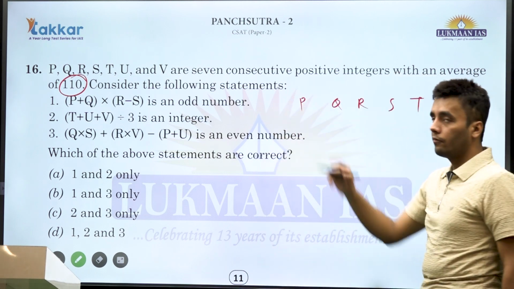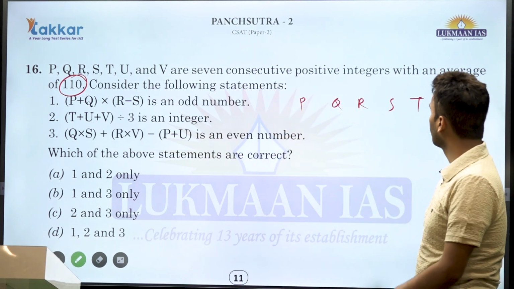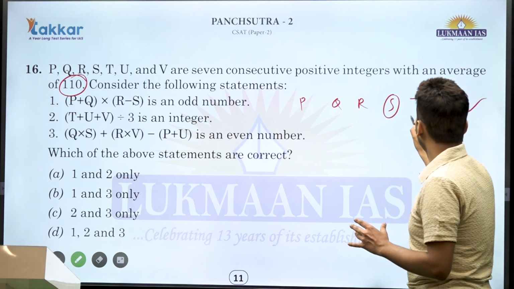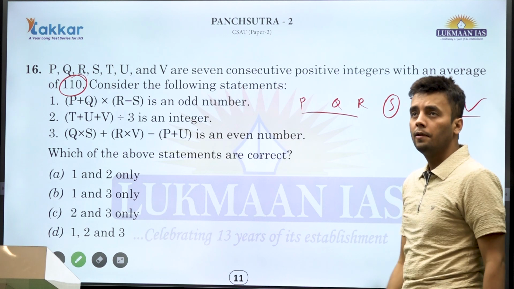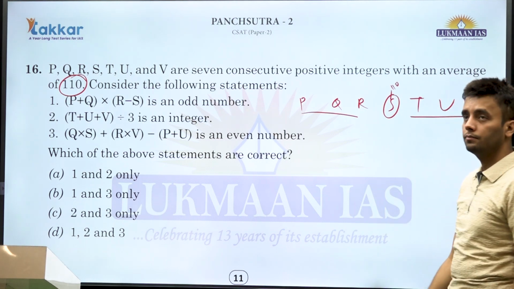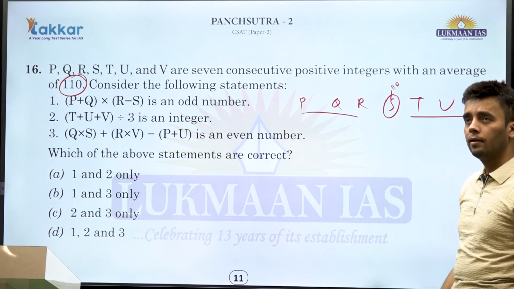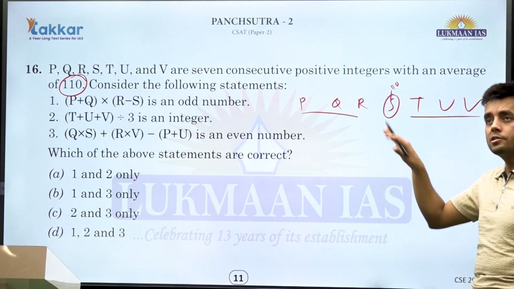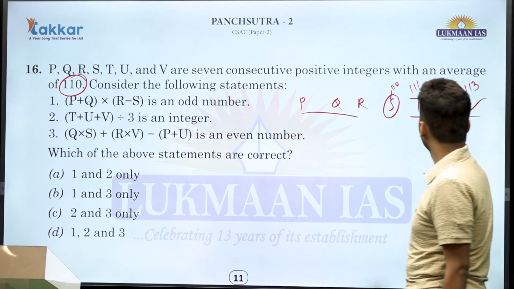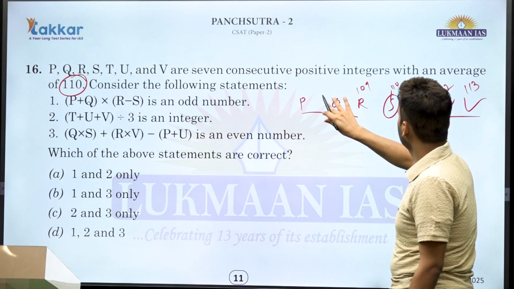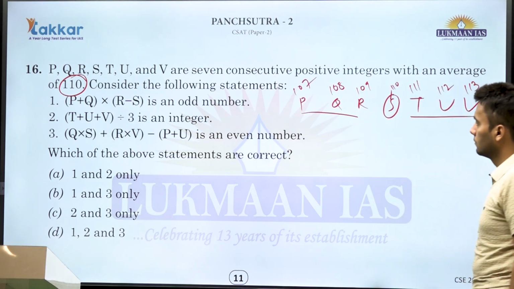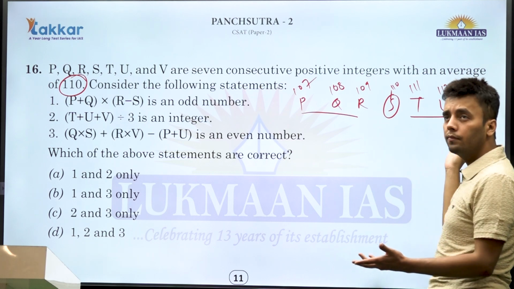So here we are given average 110. The middle value S, the fourth one, will be equal to the average, that is 110. Since they are consecutive integers, the numbers that follow will be 111, 112, 113, and the earlier ones will be 109, 1 less, 108, 2 less, 107. Now we have the values.